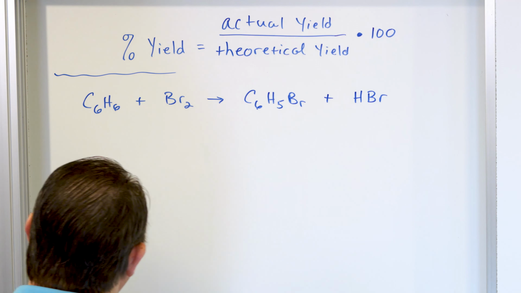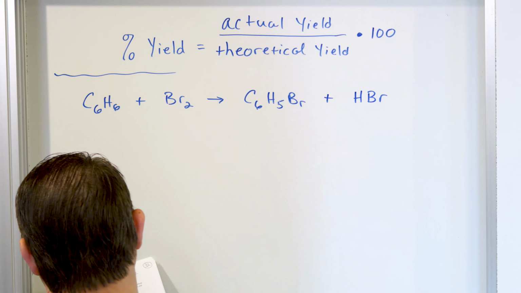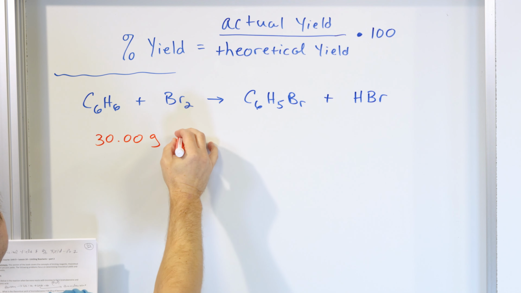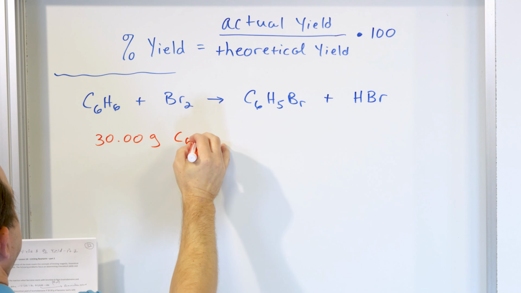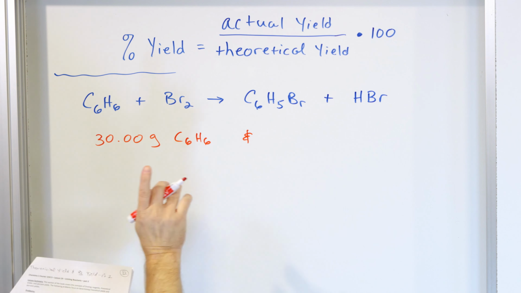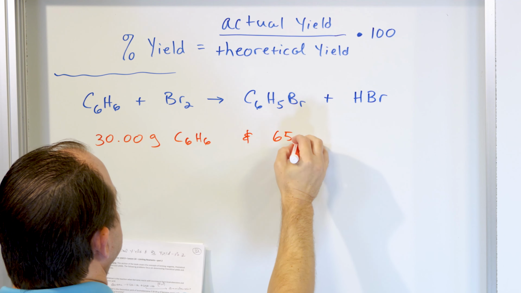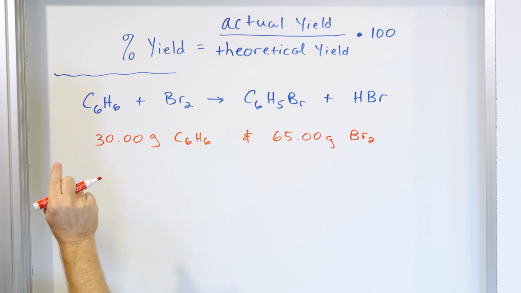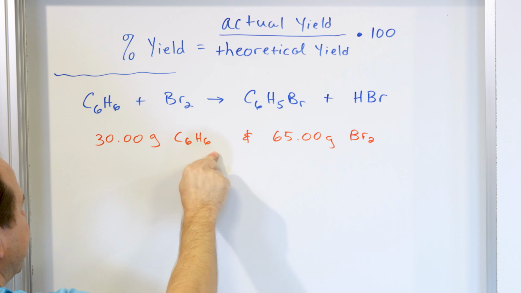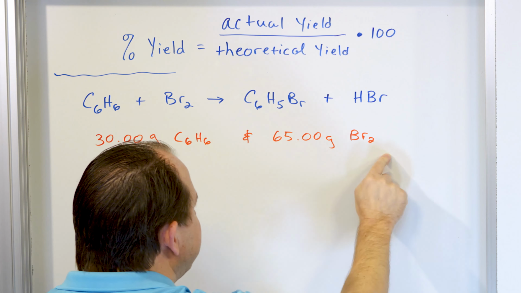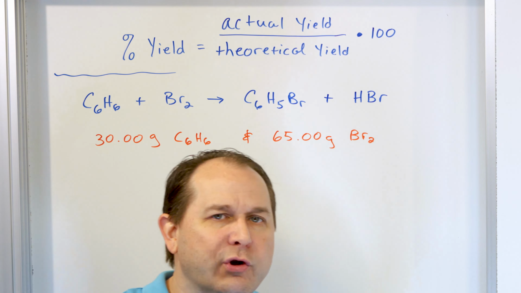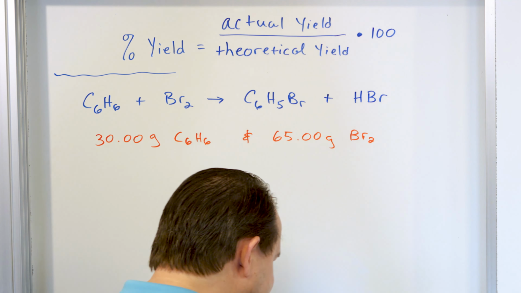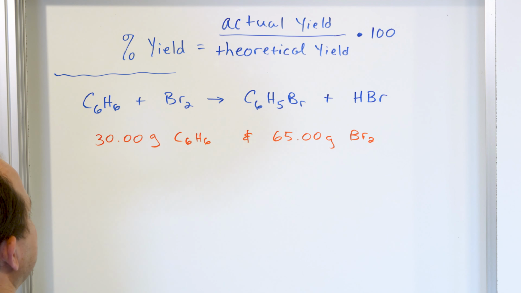Now what we're doing in this problem is we are going to react exactly 30 grams of benzene, C6H6, and we're going to react with that 65 grams of bromine. So these are the two reactants. I'm telling you, in a reaction vessel, I'm going to have this much of the benzene and this many grams of the bromine. Now, you don't know ahead of time which one's going to actually be exhausted first. That's what we have to find out. So let's start that calculation to figure out which of these two will be the limiting reactant.